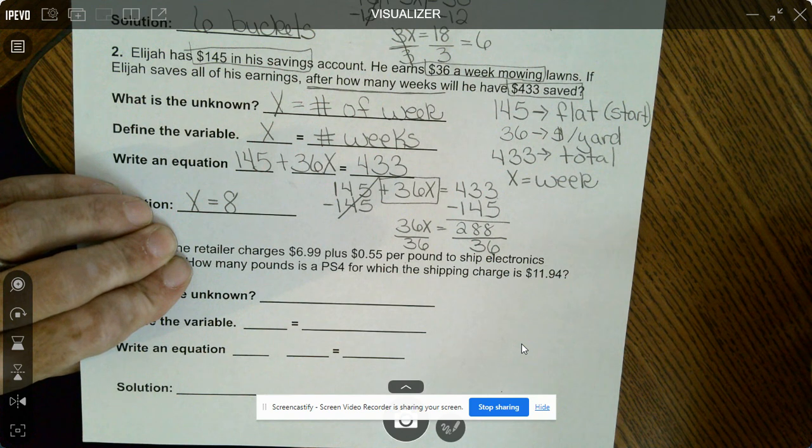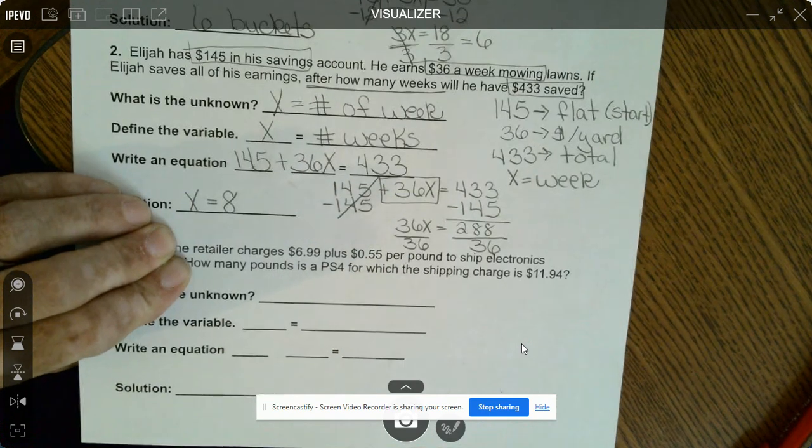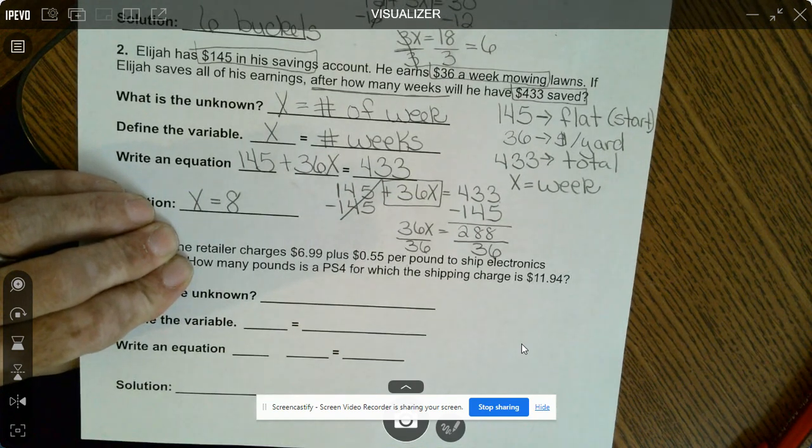So who wants to explain this part to me? Take a look at what you guys have.